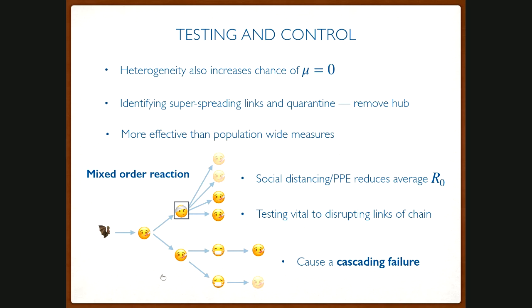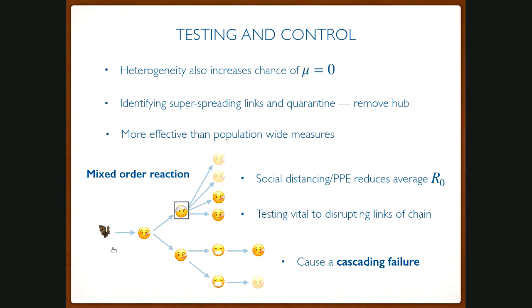So what happens in an epidemic is we now have this sort of mixed order reaction. You could have some people adopt measures population-wide, such as social distancing or wearing protective equipment, and that will reduce the average R naught, which is very good. That's the approach we were taking in the first half of the talk. However, you could do a bit more.